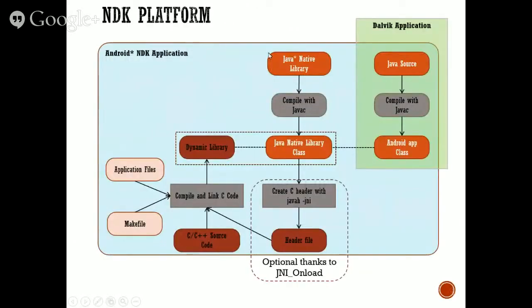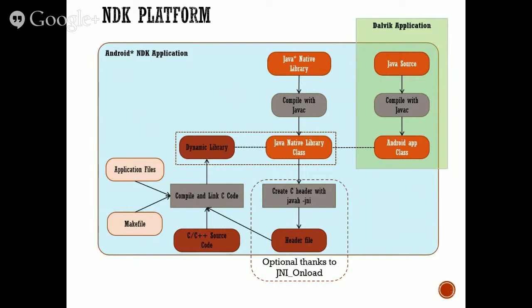So here, you will first develop the Java native library. Once this Java native library is written, you compile it using javac to create a Java native library class. From this class, there are two ways you can implement your native source. One is the usage of the javah function, and the other one is the usage of JNI_OnLoad.